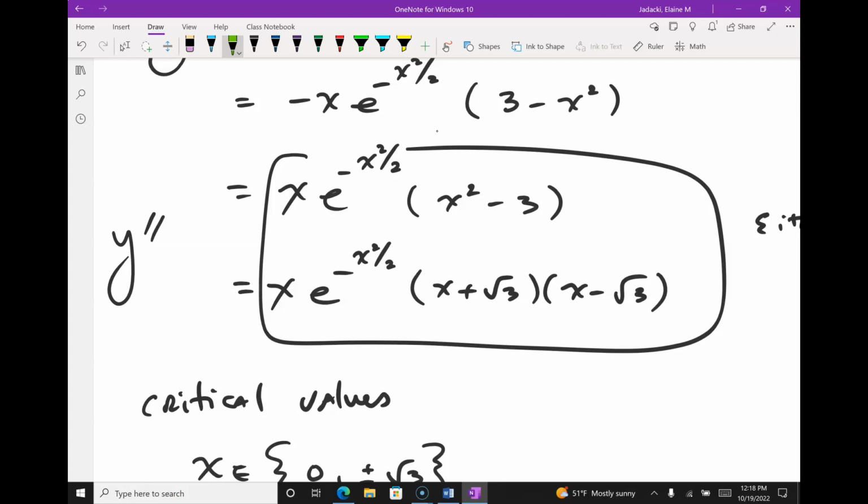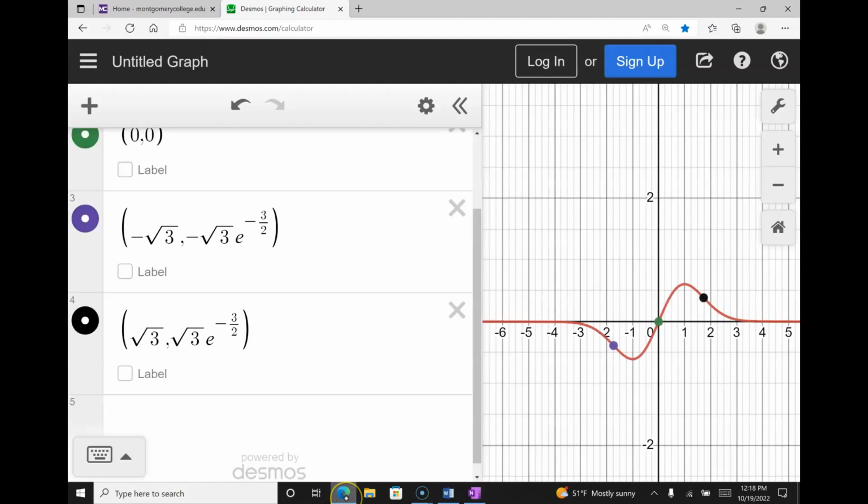It's 0, right? So why are they important to me for the second derivative? Take a look at my curve. I plotted the 3, put down the critical minus square root of 3, 0, plus square root of 3, and then I put them into the function, found height.